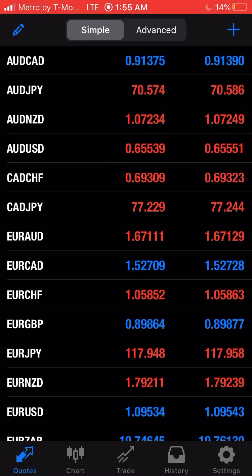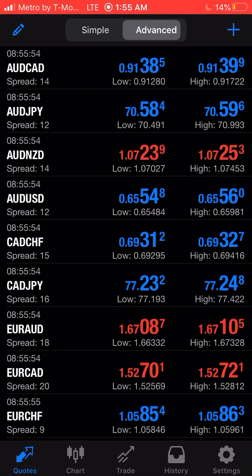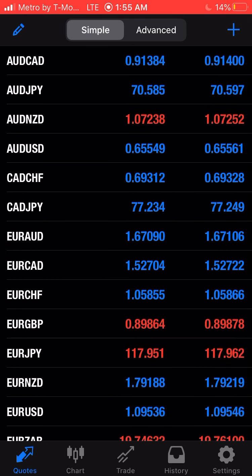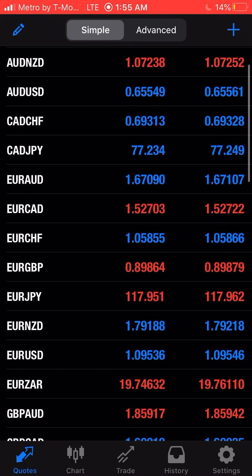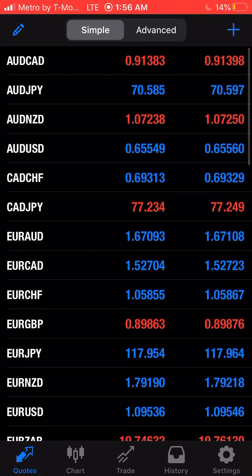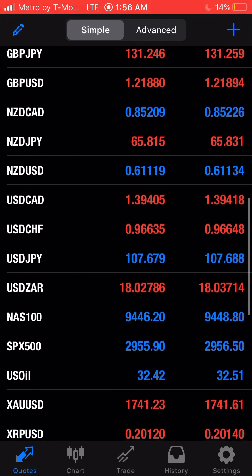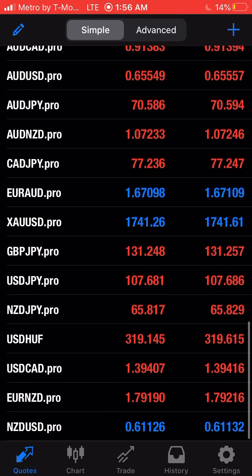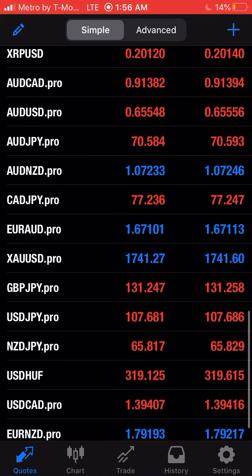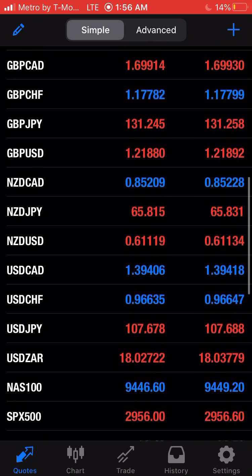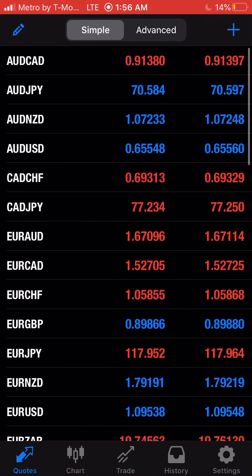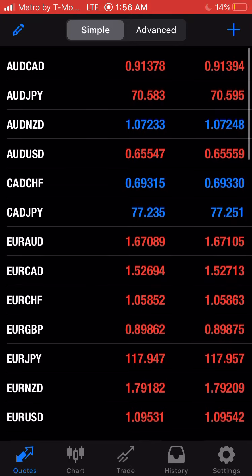With the quotes page, we have 2 sections on the top, the simple and the advanced. So if we go on simple, if you see on the very left side, we have these letters. All the letters in white are called currency pairs. Everything you see on the left side are called currency pairs. These are what we are entering when we enter a trade. These are the names of what we're entering when we're entering any trade in the Forex market.